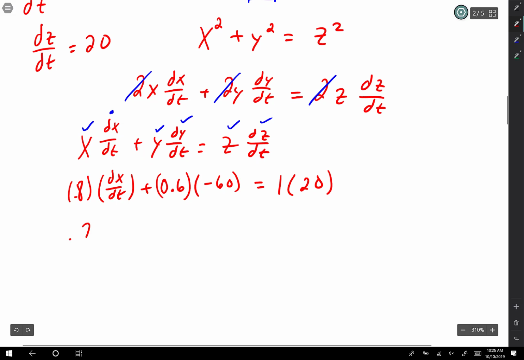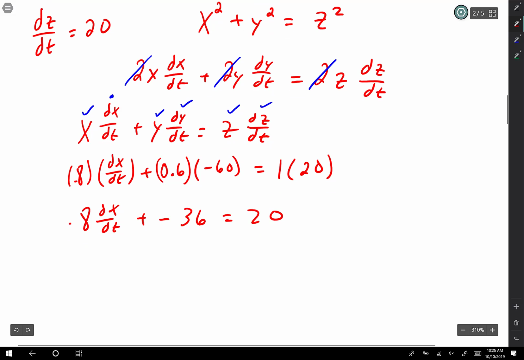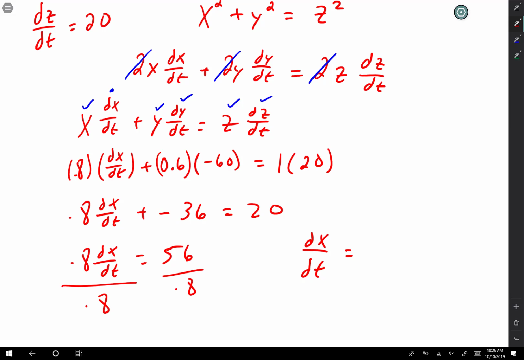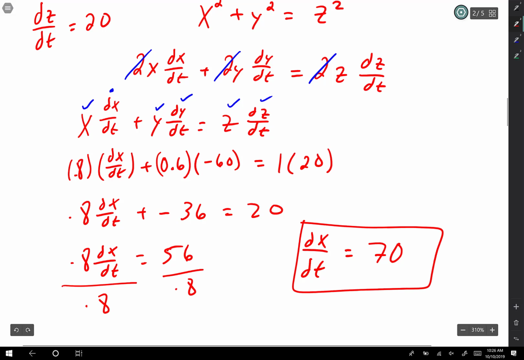So here we go. 0.8 dx/dt plus, I want to say it's negative 36, equals 20. 0.8 dx/dt equals 36, 46, 56. How do I get dx/dt by itself? So dx/dt is equal to 56 divided by 0.8. Let's see, 56 divided by 0.8, I want to say maybe 80 or something. Oh, 70. I was wrong. He's going pretty fast. He's going 70 miles an hour.